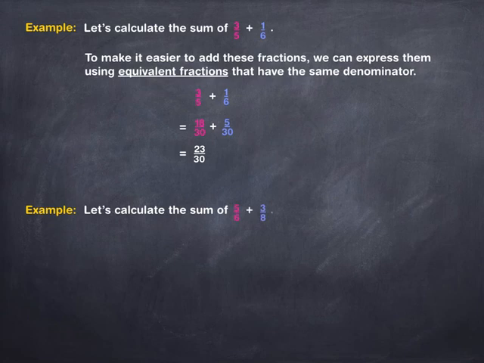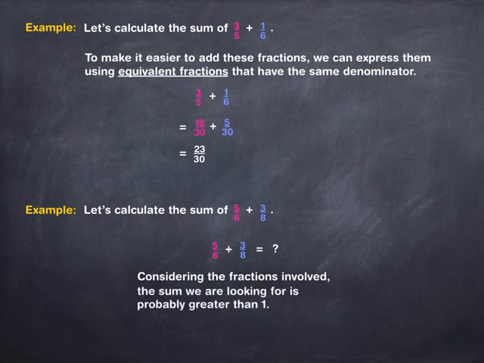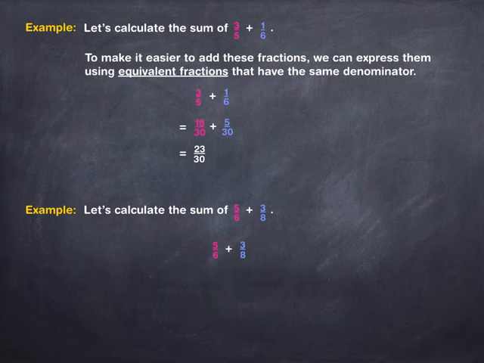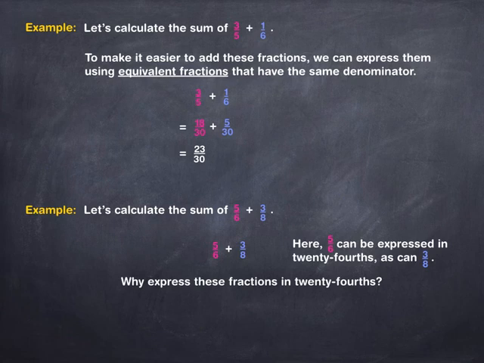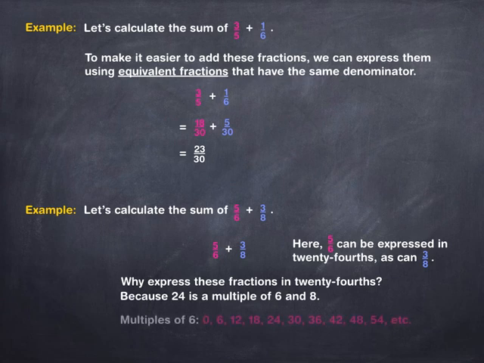Second example. Let's calculate the sum of 5/6 plus 3/8. 5/6 plus 3/8 is equal to what? Considering the fractions involved, the sum we are looking for is probably greater than 1. Here, 5/6 can be expressed in 24ths, as can 3/8. Why express these fractions in 24ths? Because 24 is a multiple of 6 and 8.